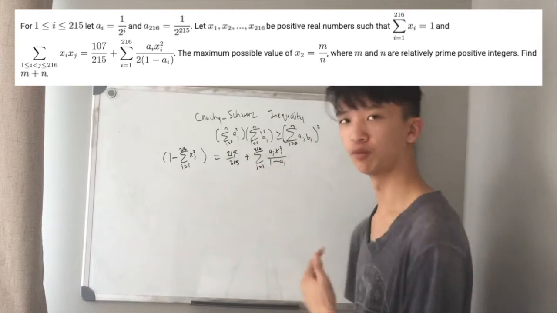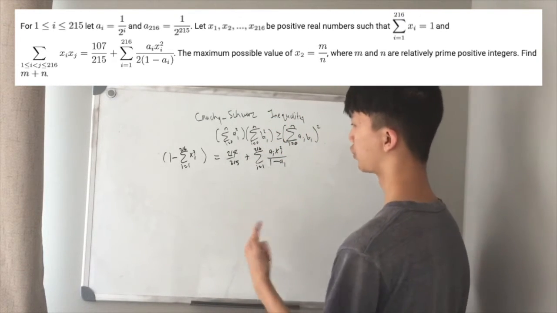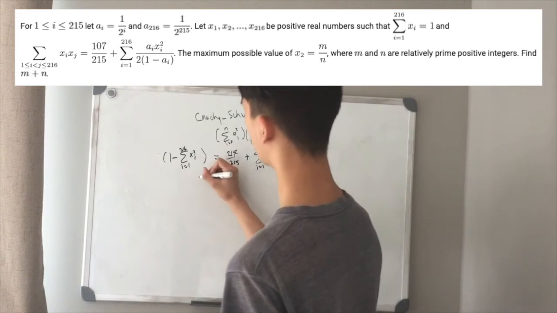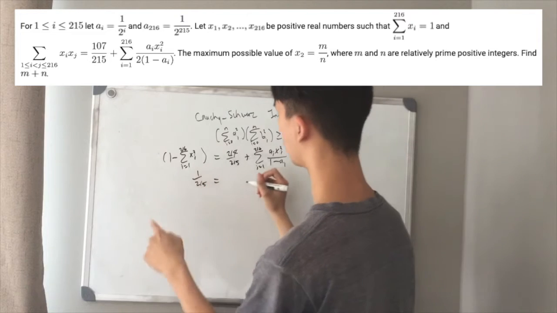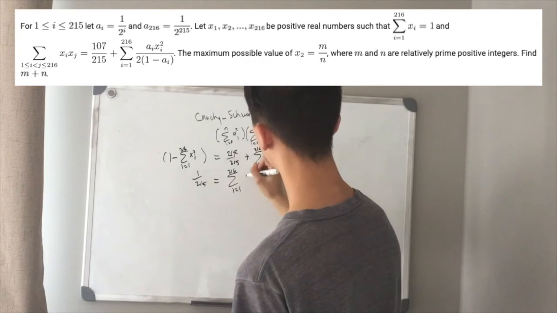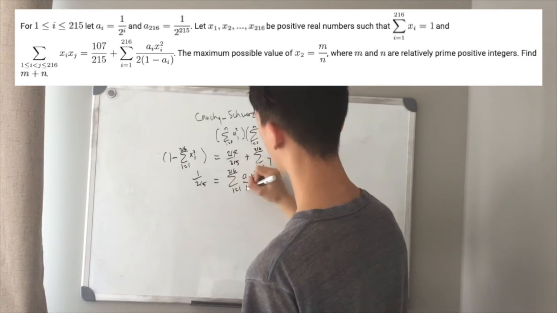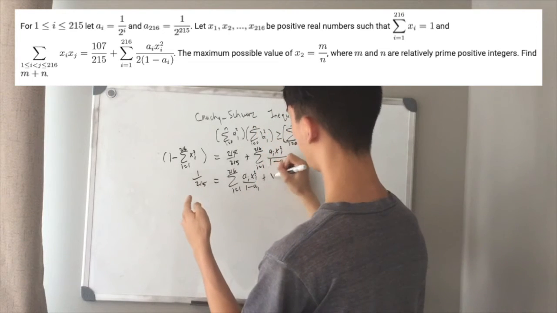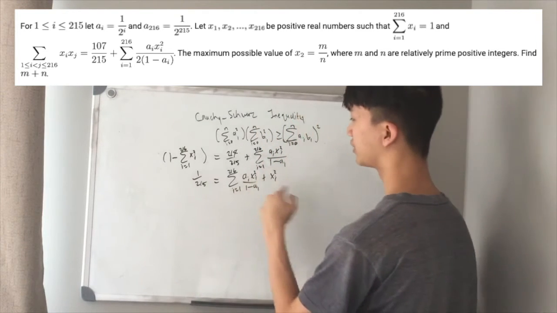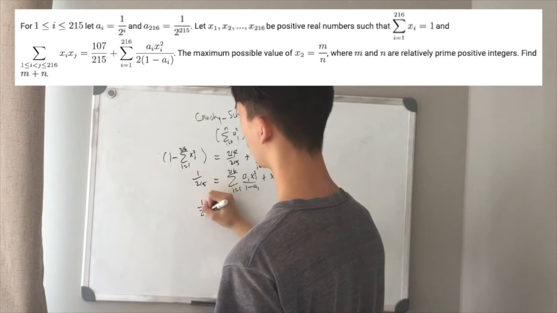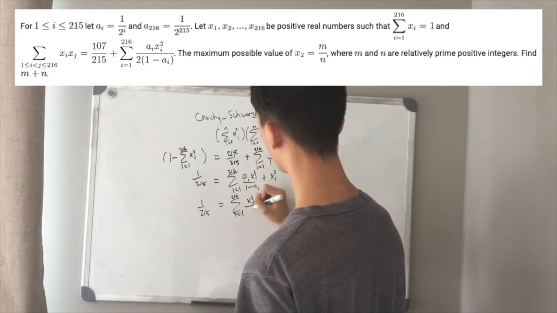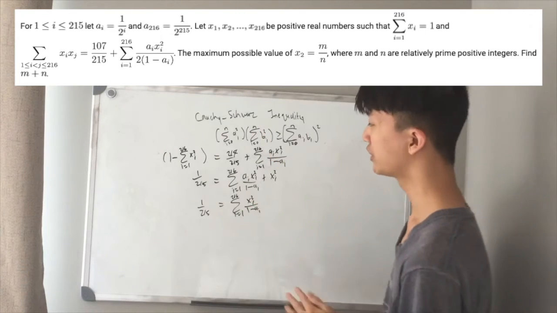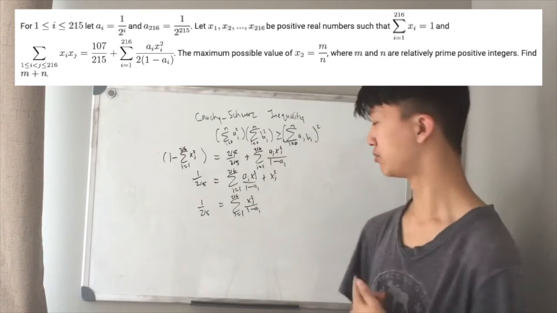So now, let's start moving terms to the other side. So we can move this term over here to get 1 over 215. Then we can add these two summations together to get the sum of ai xi squared over 1 minus ai plus xi squared. Now we can combine these two to get that 1 over 215 is equal to the sum of xi squared over 1 minus ai. We're going to use this equation later, but for now, let's move it to the side.